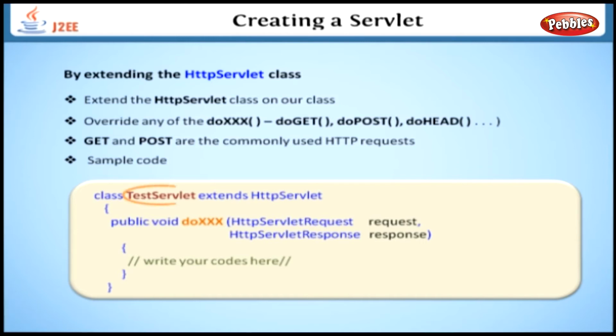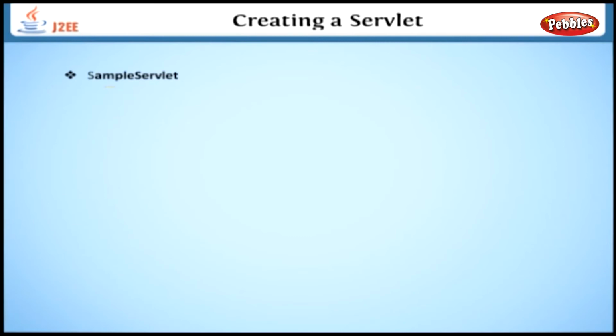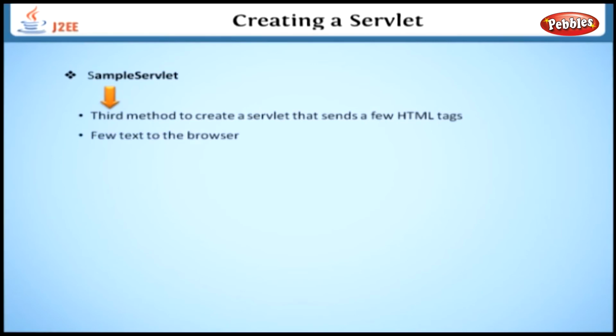Here also, TestServlet is the name of a class that extends the HttpServlet class to become an HTTP servlet. Then we override the doXXX method by writing our code inside any of the doXXX methods. The doXXX method has two parameters, i.e. request and response, objects of the HttpServletRequest and HttpServletResponse interfaces. Let's see the sample servlet using the third method to create a servlet that sends a few HTML tags and some text to the browser.